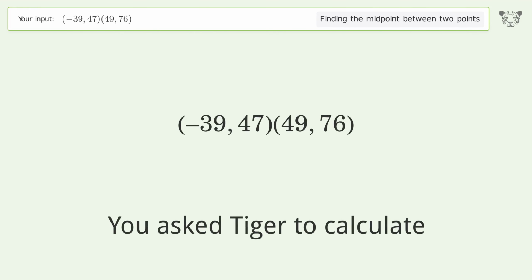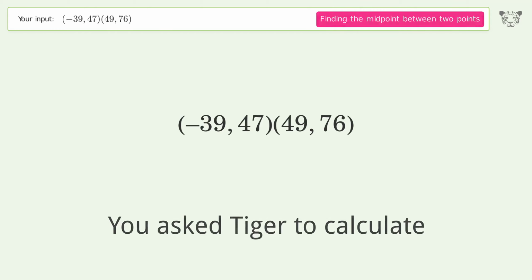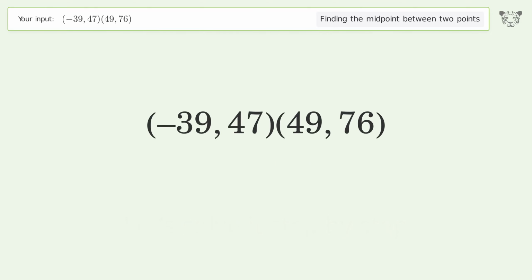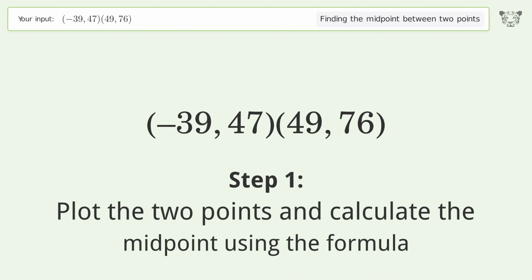You ask Tiger to calculate. This deals with finding the midpoint between 2 points. The midpoint between the 2 points is 561.5. Let's solve it step by step. Plot the 2 points and calculate the midpoint using the formula.